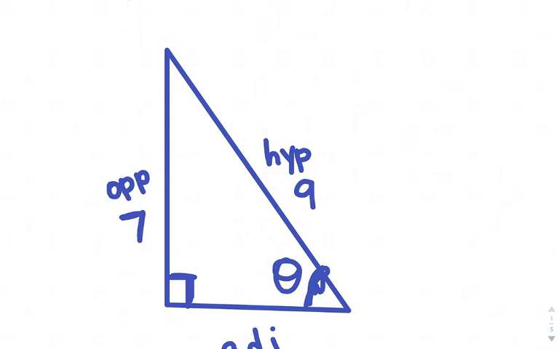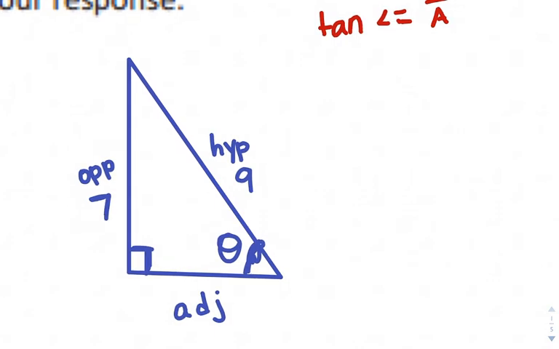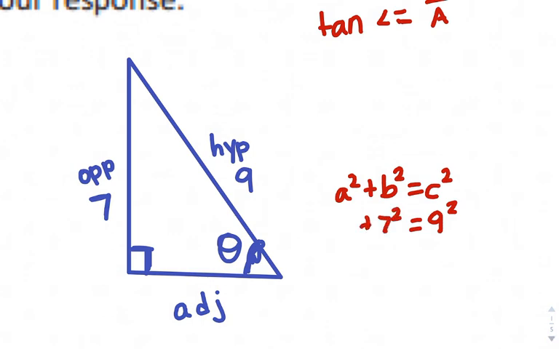So now I need to find tangent. Remember, tan theta, or tan of an angle, is just opposite over adjacent. So I still need that adjacent side, and I don't have a side length on it yet, which means I have to do Pythagorean theorem. So I have a squared plus b squared equals c squared. My hypotenuse is always my c. And now I'm going to solve for a.